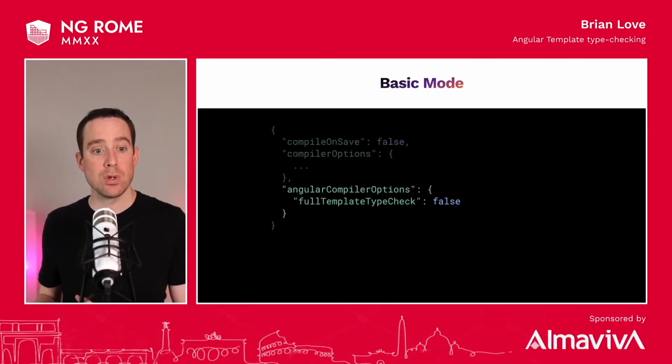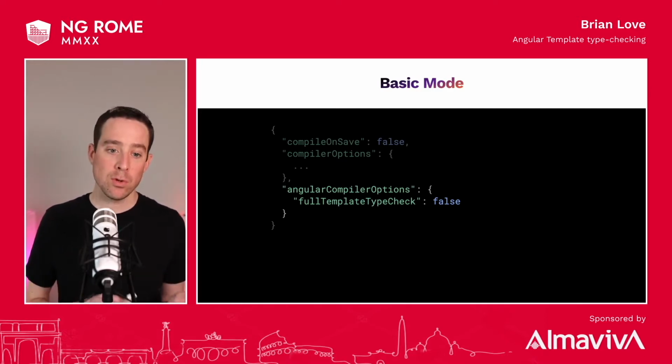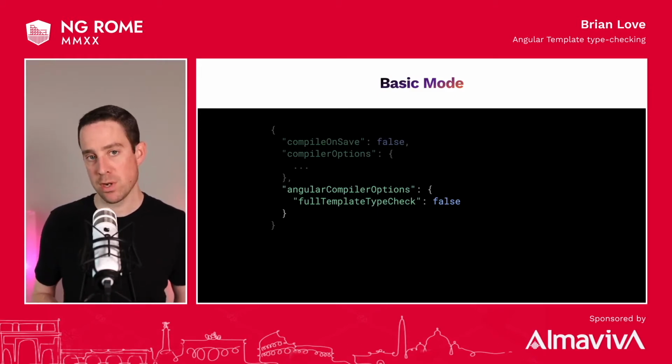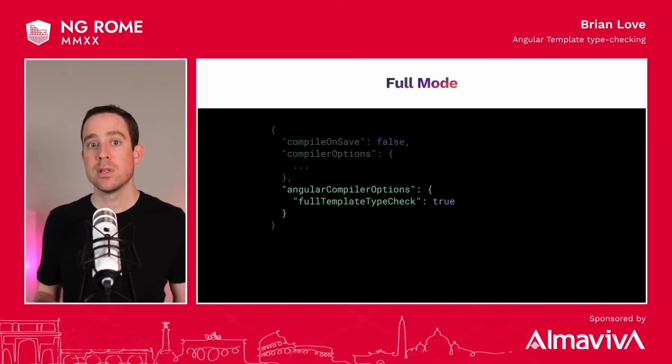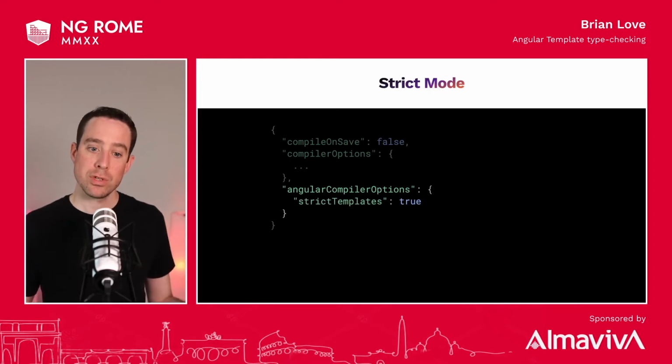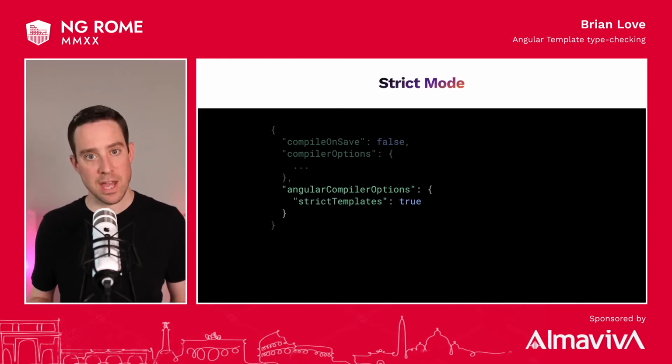To use basic mode, in your tsconfig.json file, underneath the Angular compiler options, there's a flag called fullTemplateTypeCheck. Set that to false, and you're going to be in basic mode. If you want to go to full mode, simply set that value to true. Finally, if you want to go to strict mode, use the strictTemplates flag and set that to true.